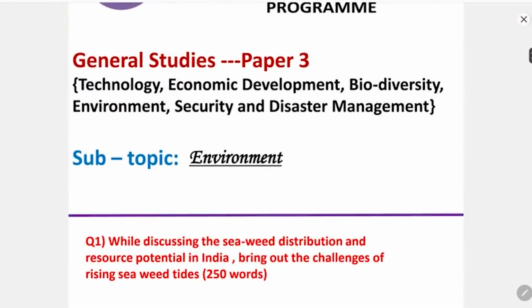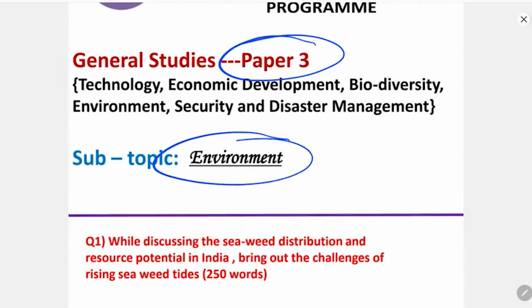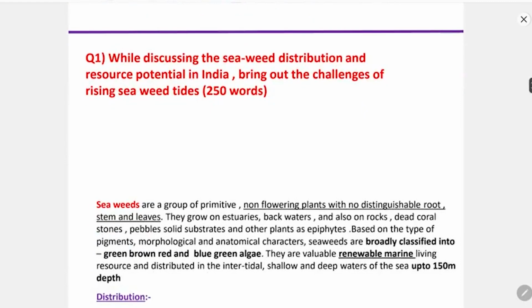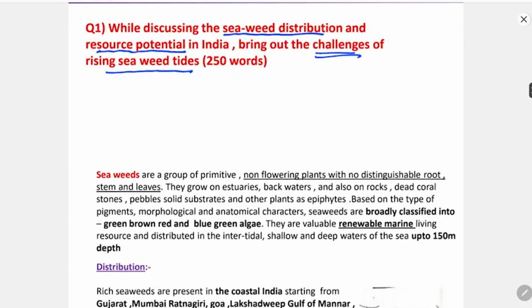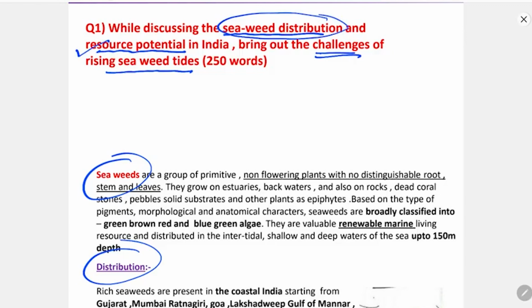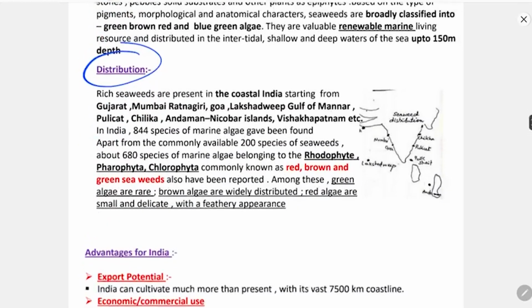So today we'll be covering a question from GS paper 3. The subtopic is environment. The question is: while discussing the seaweed distribution and the resource potential in India, bring out the challenges of rising seaweed tides. First of all, we have to mention what seaweeds are. We have to give their distribution, because the question is about seaweed distribution, and then we have to give their resource potential and what the challenges are.